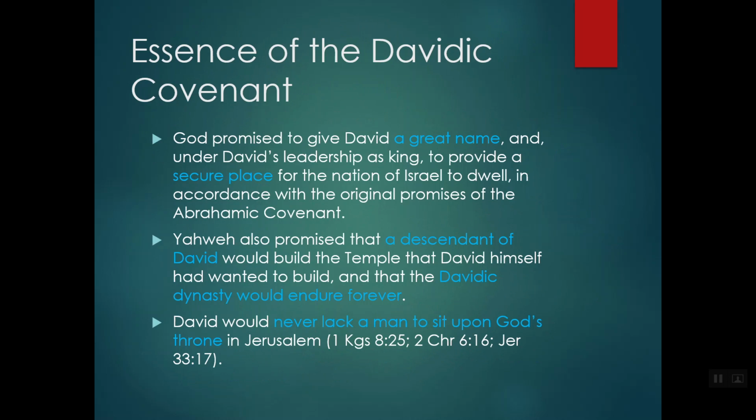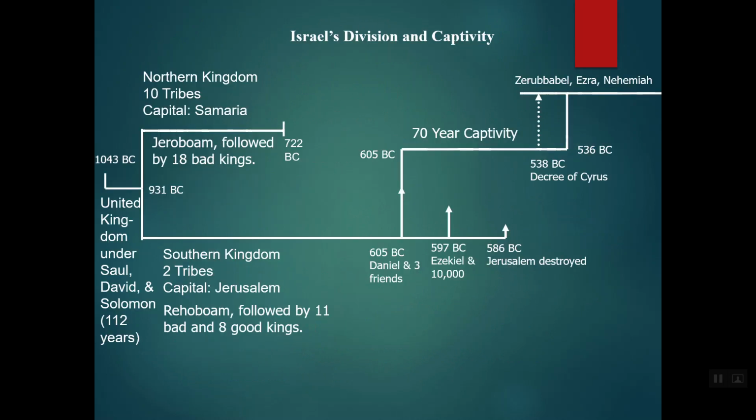How do we square that up with the Davidic promise, or the promise to David? Does Israel have a king today? There's someone who's just not sitting there. That's right. And that's what the promise is, right? That David would never lack a man to sit upon the throne. It doesn't say that the throne itself would never be interrupted.